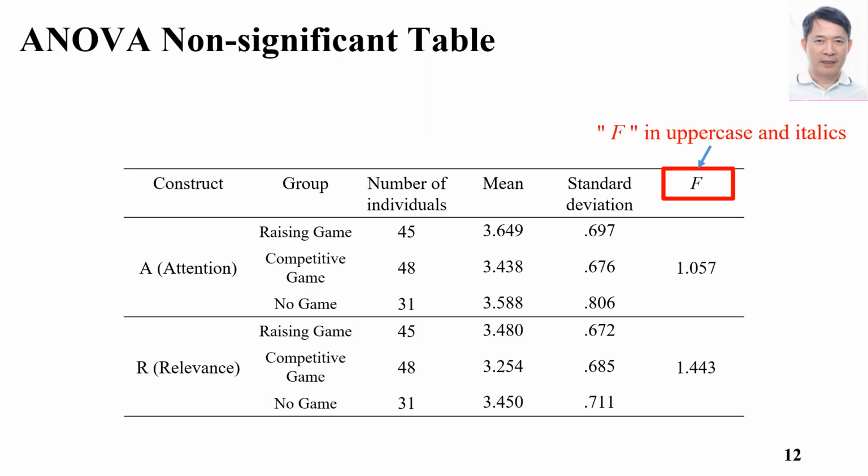If it is not significant, we can organize a table like this. A and R are not significant. We can compile their groups, the number of participants, means, standard deviations, and F values. The F values are 1.057 and 1.443, so we copy them over. Then, for the means and standard deviations, we can find them in the descriptive statistics section and copy them over. This way, we have completed a table for non-significant results. It's essential to note that F should be in uppercase and italicized.